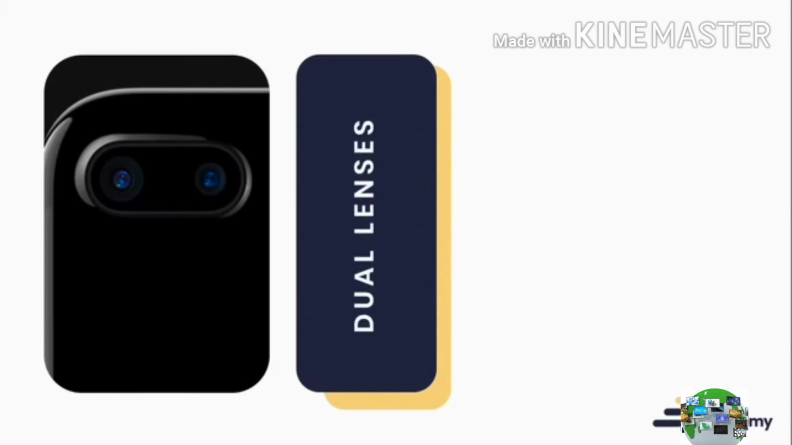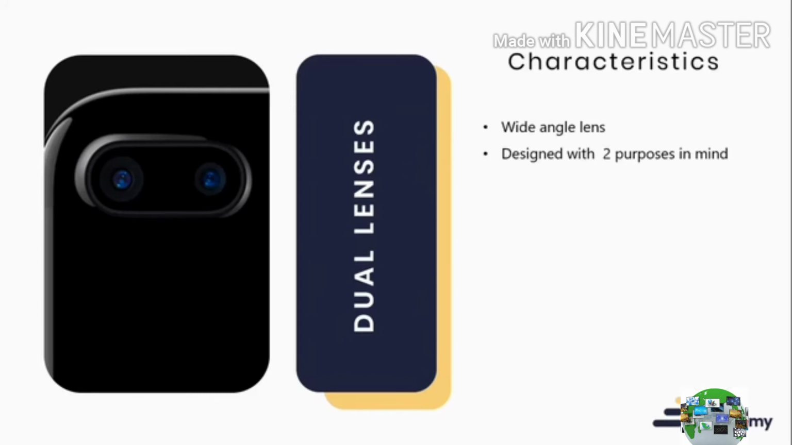Now, this can be a little bit confusing compared to our other lenses. When you see a camera like this, it doesn't necessarily mean that you've got the choice to switch between two different lenses. What it actually means is that we have an option of taking a photograph using two lenses at the same time. There's a very particular reason for this. So it's usually a wide angle lens. It's designed with two purposes in mind. One is to recreate depth of field, and the other is to improve autofocus.